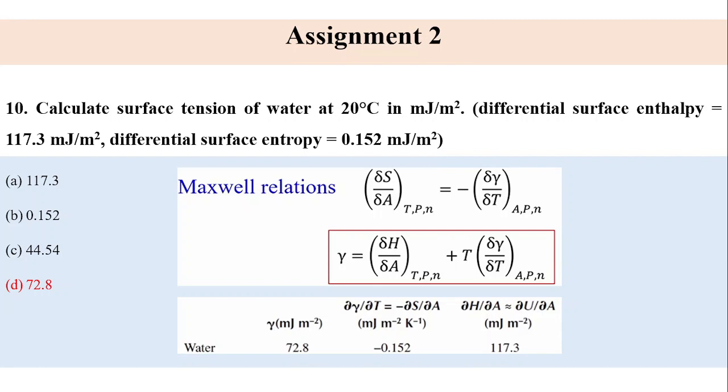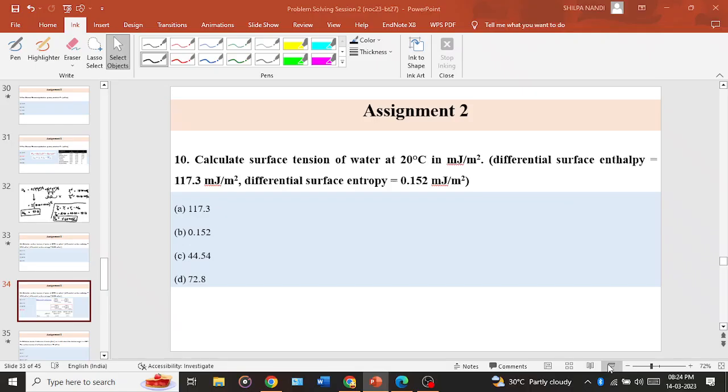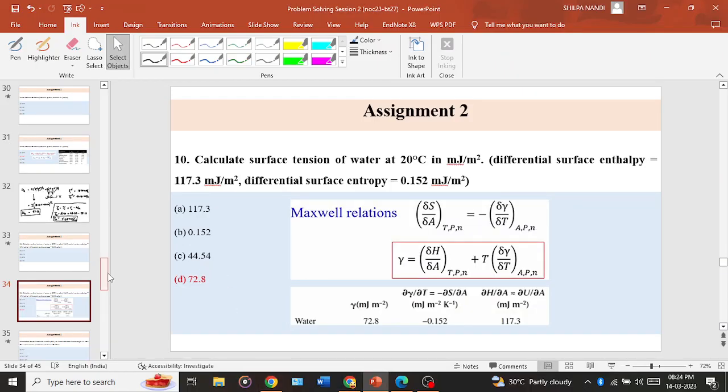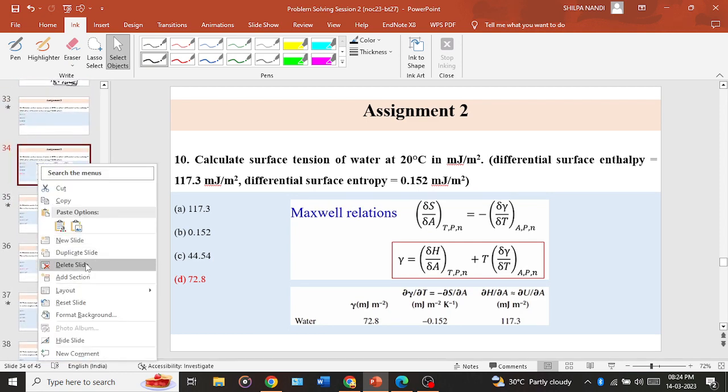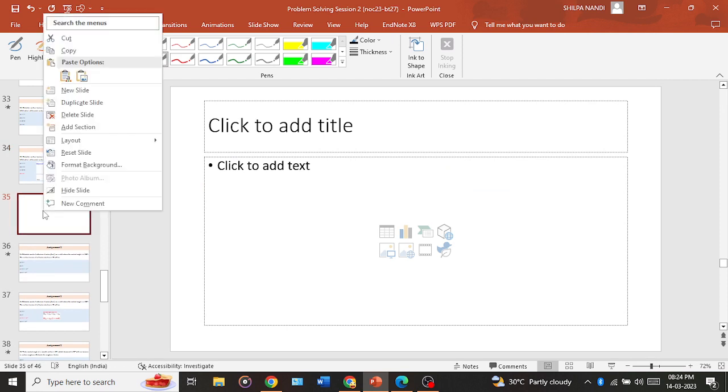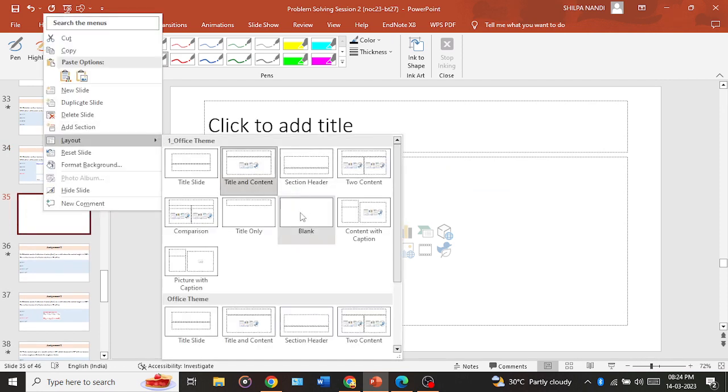So here in this question, you have already been given the surface enthalpy and surface entropy values. You just need to put these values in the equation to get your gamma, that is the surface tension of water at 20 degrees centigrade. So now you already know the equation, so you can try to solve this.